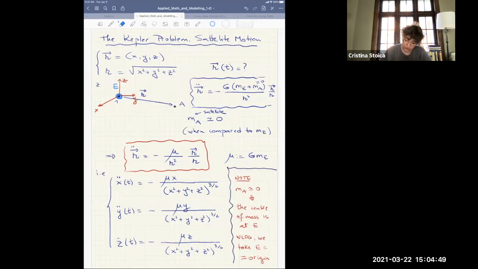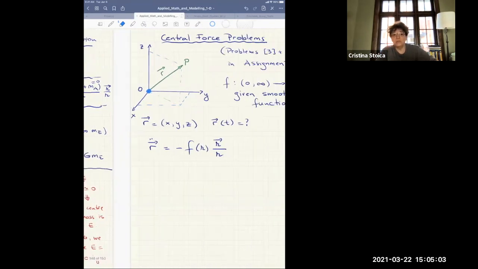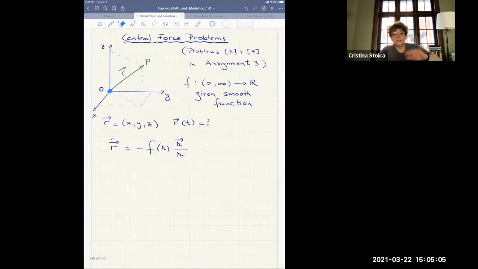I wrote it in the 3 coordinates. I repeat, we are given some initial conditions and some initial velocities, and then we have to do the mumbo jumbo to see what is going on. With this, I'm going to move on to what I want to do today with you and start with the more general problem that is related to this one.